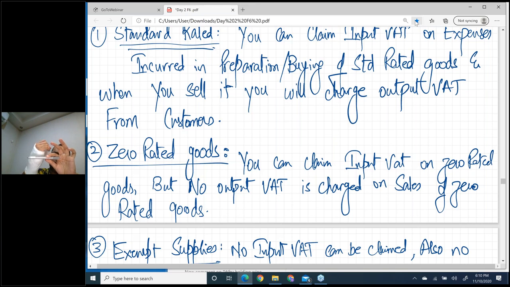Government stamped this pen as zero rated goods. Whatever expenses you incur, or whatever inventory you buy, in making this zero rated goods, and you paid VAT, you can easily claim input VAT. Yes, you can claim input VAT for the preparation of zero rated goods. But when you sell zero rated goods to any party, you won't charge any output VAT from that party.